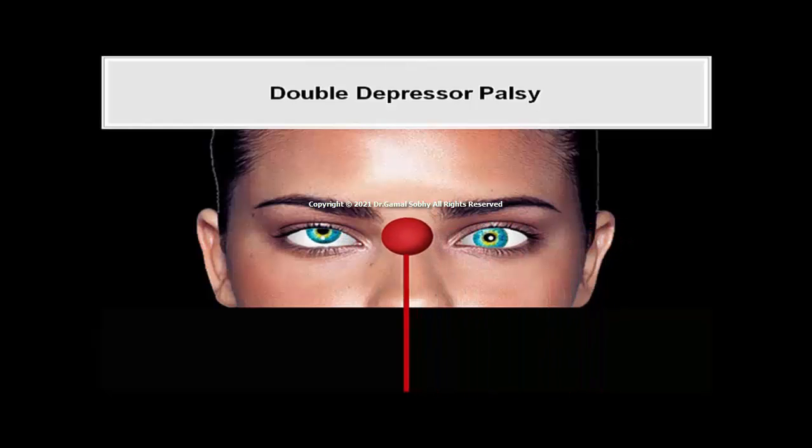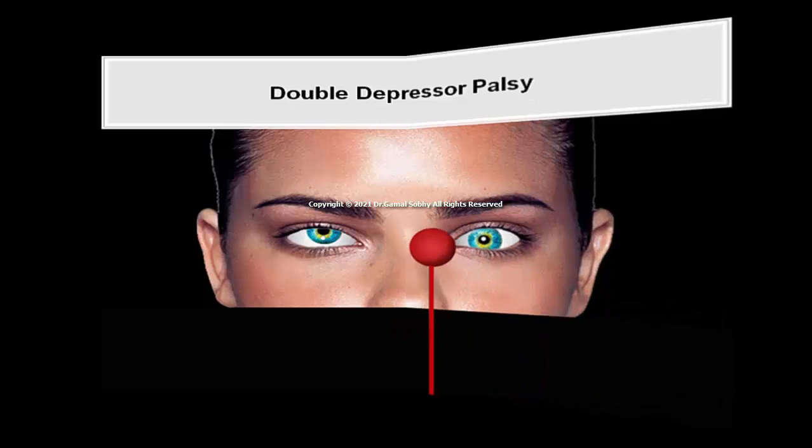Double depressor paralysis is paralysis of both depressor muscles of one eye, the inferior rectus and the superior oblique. When the non-paretic eye is fixating, the paretic eye is hypertropic in primary position. Ductions are restricted in the entire lower field of gaze and normal in all other gaze positions.